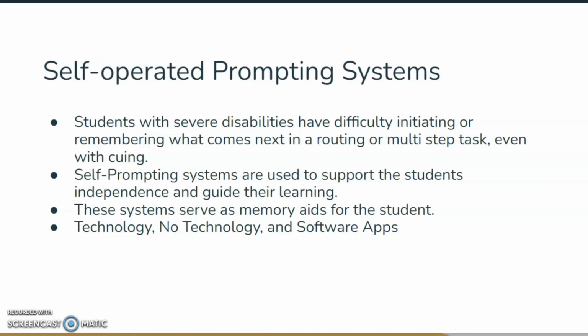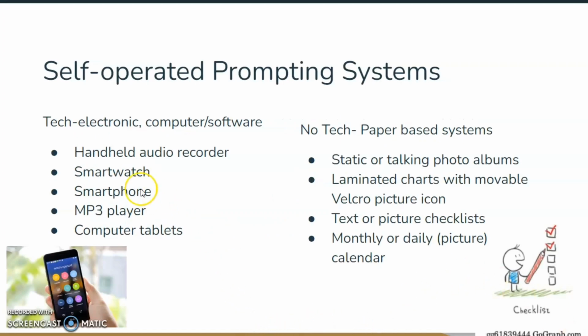So if they forget what step they're on, they can either go check their chart if it's a non-technology system, or if it's a technology system, they can watch a video to see what happens next. Some systems are the technology system, the no technology system, and the software apps. So the technology system is electronic and computer software, usually computer software.